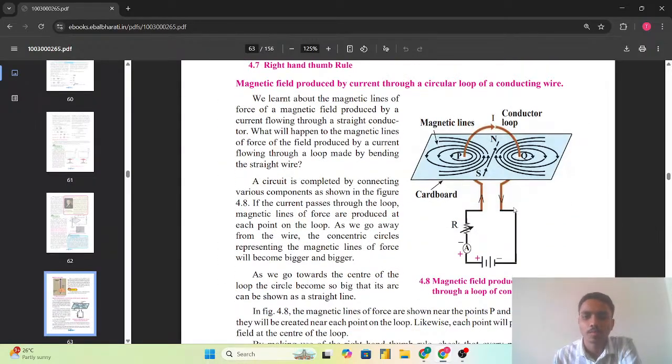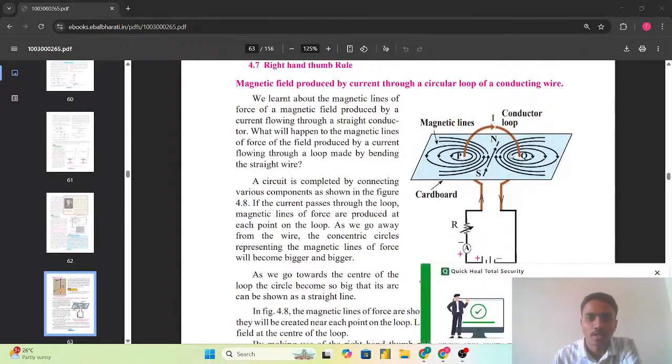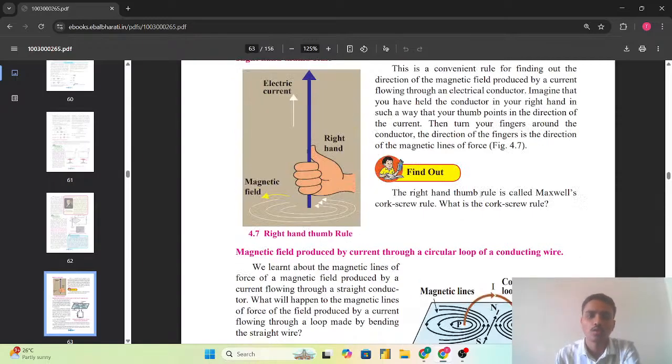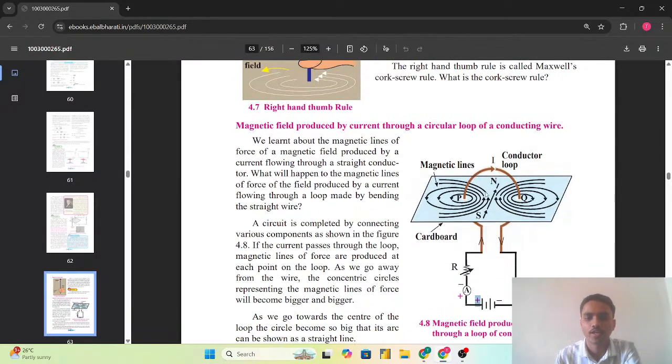Here we are doing the same experiment, but we are taking a conductor loop, and we are connecting that conductor loop in the circuit. Here is the rheostat, ammeter, and here is the battery. As the current passes through the current carrying conductor, according to the right hand thumb rule, we can find out the direction of the flow of the current and the direction of the magnetic lines of the force.